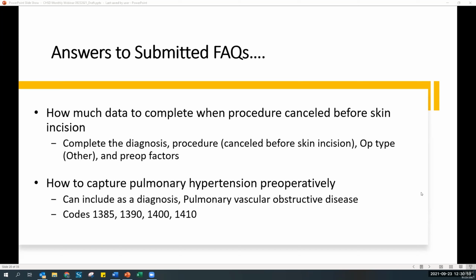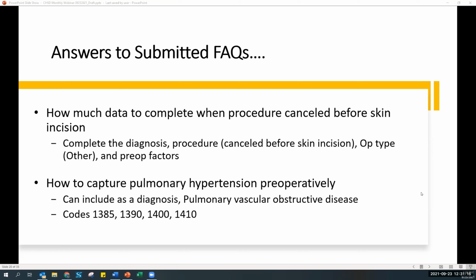Obviously, you're not going to have complications or anesthesia information or much there to enter. So, how to capture pulmonary hypertension preoperatively. We know that many people are putting it under their pre-op factors, other, and typing it in there.